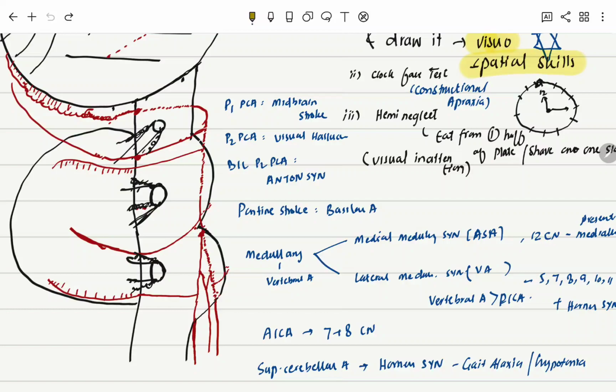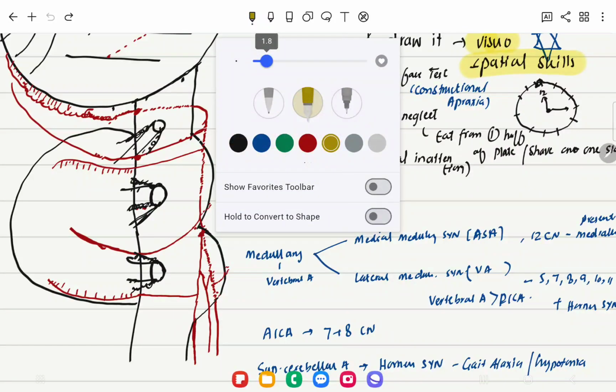This is the third video in the neuroanatomy series. So let's talk about the posterior circulation. I have drawn a diagram here.